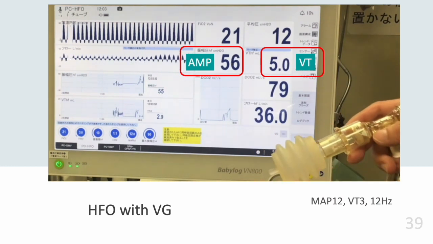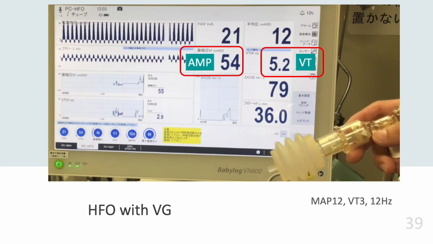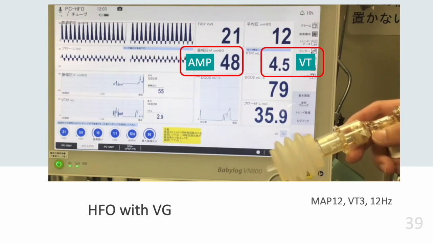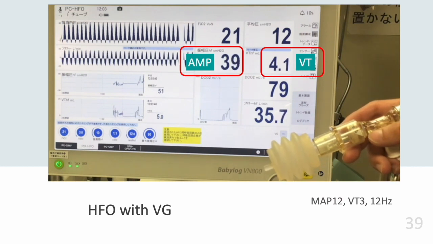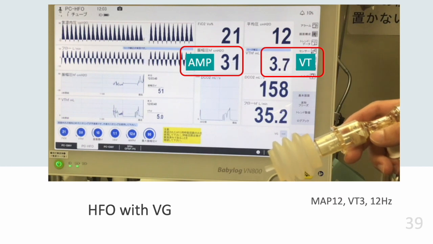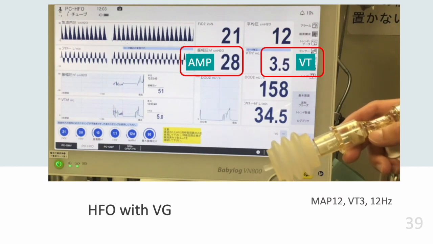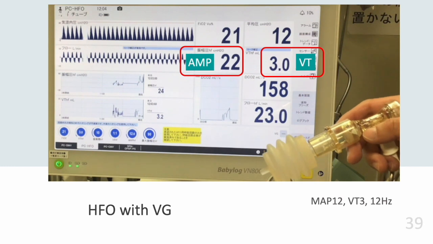And then, after stopping simulation of low compliance with the model test lung, compliance improved, and amplitude decreased accordingly. In summary, with volume guarantee, the delivered pressure is constantly changing according to lung conditions.